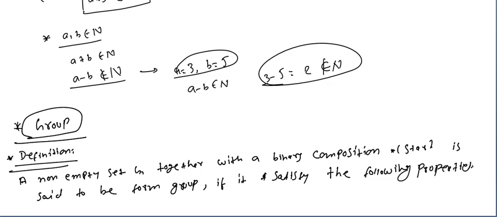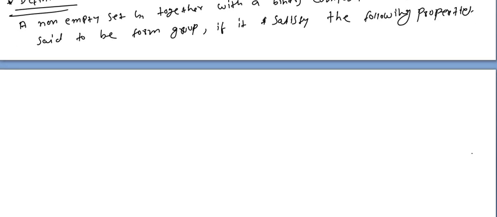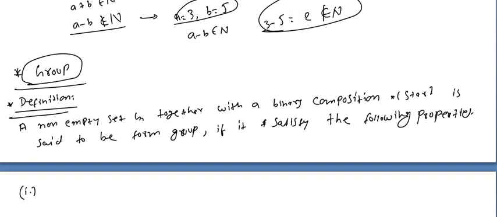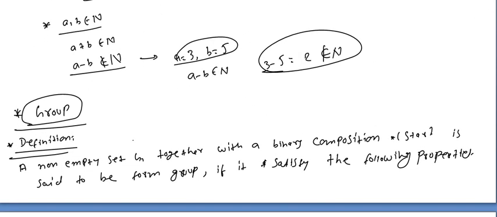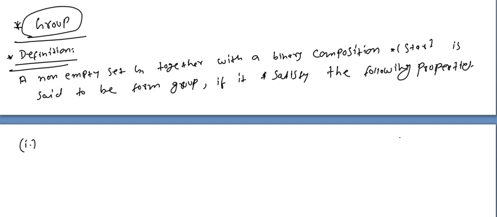I'm going to write all these properties. That is, the first property is, see carefully, the set G together with a binary composition star has a binary composition. That means whatever output we get from the operation must belong to set G. That is, it is closed under the binary composition star. The first thing is already done. So the first condition is associativity.